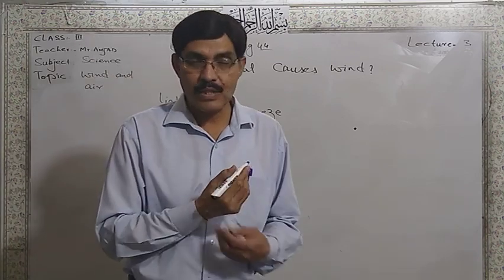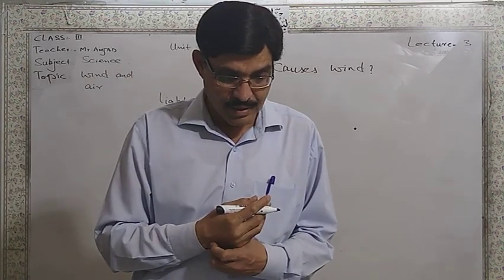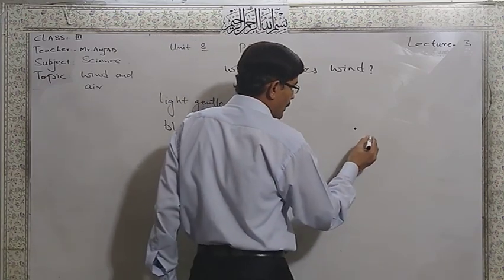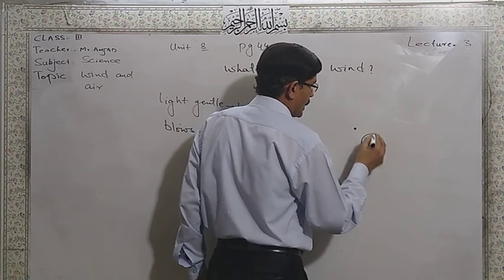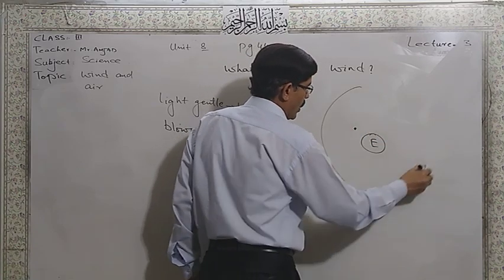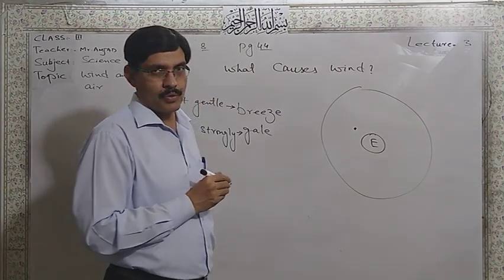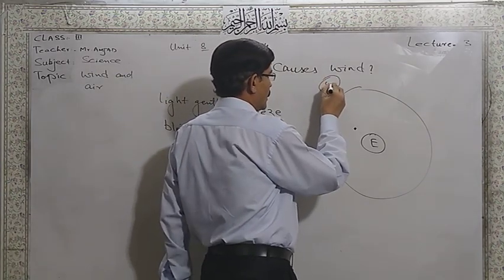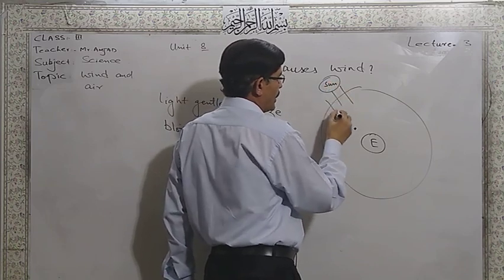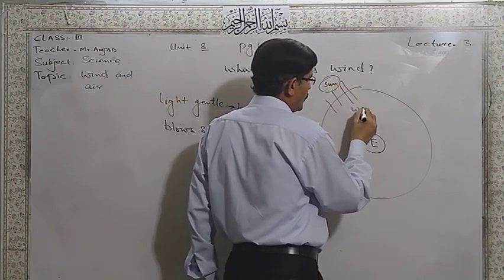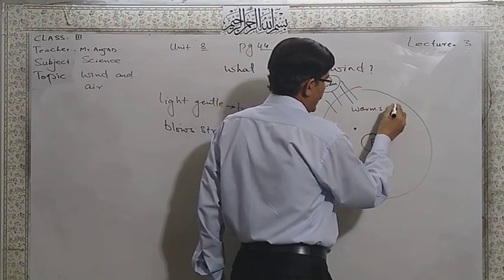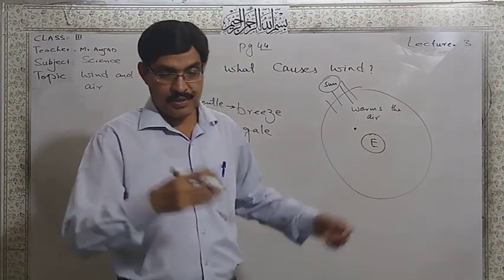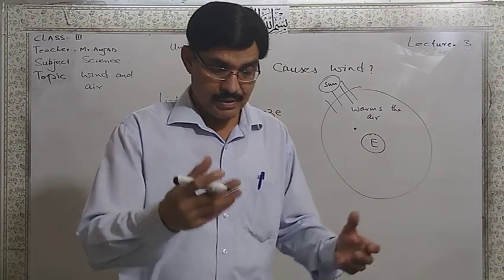Okay, that's why wind causes. The sun warms the air around the earth. We have got this one earth, and this is our ozone layer. Got the atmosphere. Here is the sun that warms the air. There is warm air around our atmosphere, around our earth.